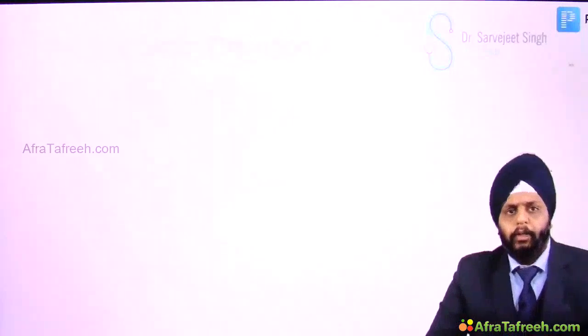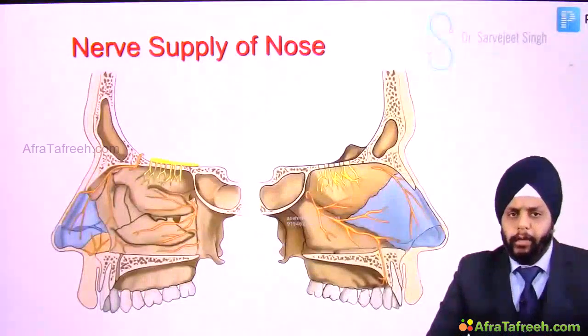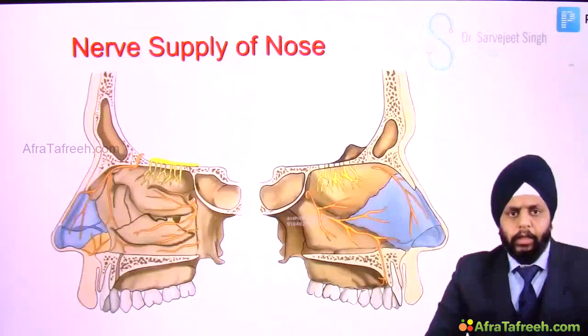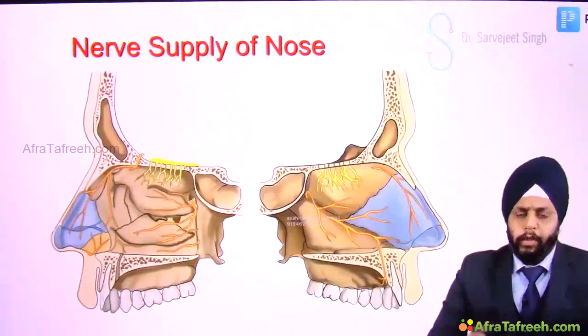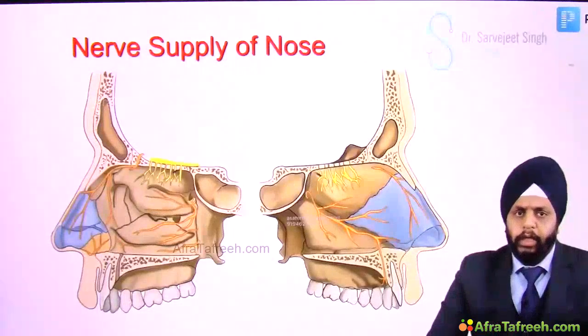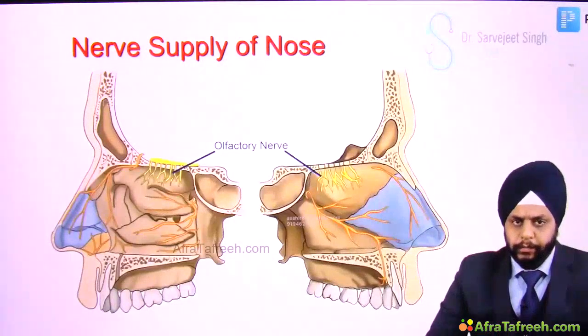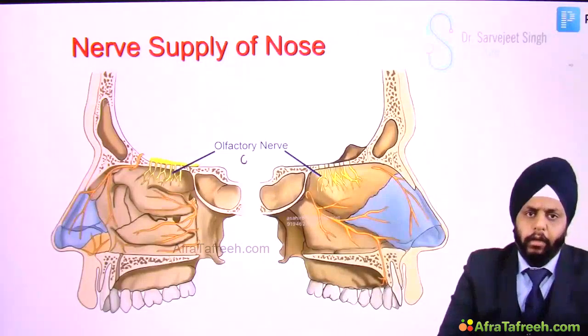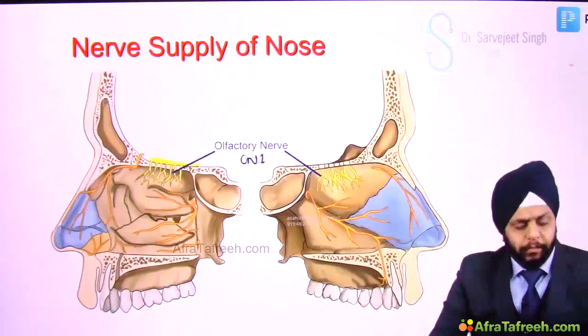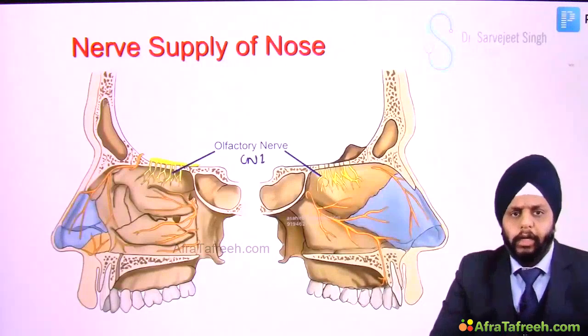Right? Now, let's look at the nerve supply of the nose. The most important nerve supply that we know is the olfactory nerve. This is the first cranial nerve, cranial nerve 1, and this is the shortest cranial nerve. It arises from the olfactory bulb.